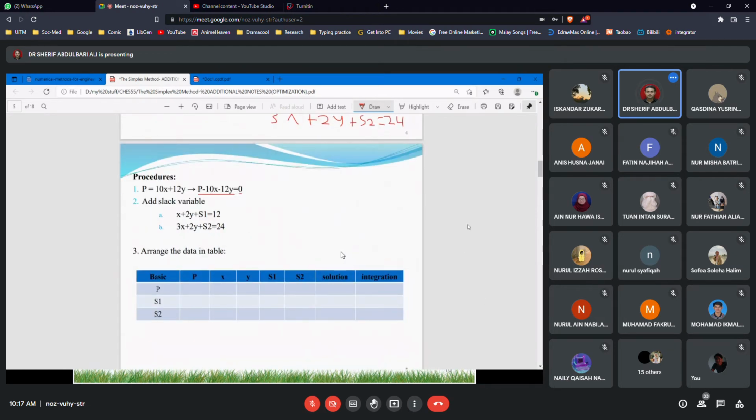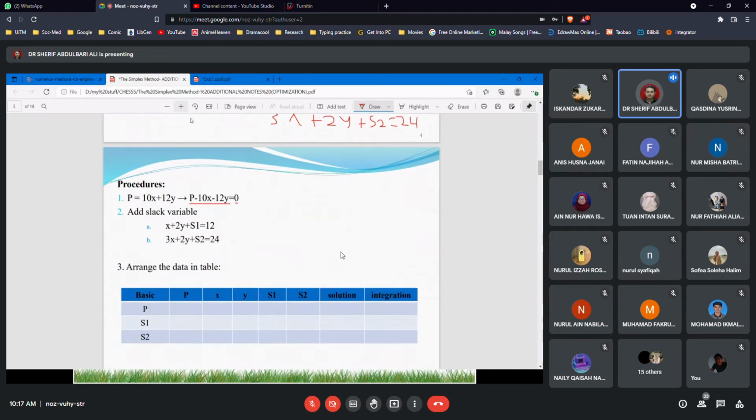Okay, so next, with all the values and the coefficients in here, you are going to create a table. Make me a favor here: this one is not integration. I don't know why they are writing this. This is intercept. It's not integration. Intercept.